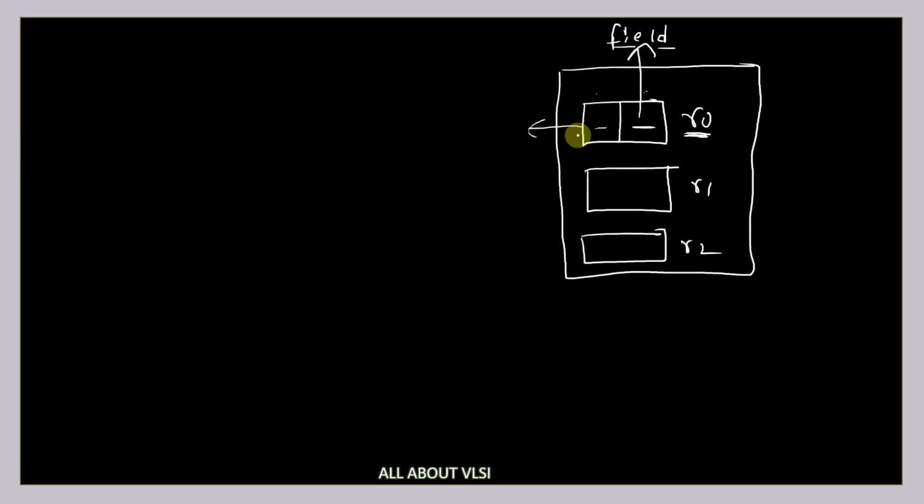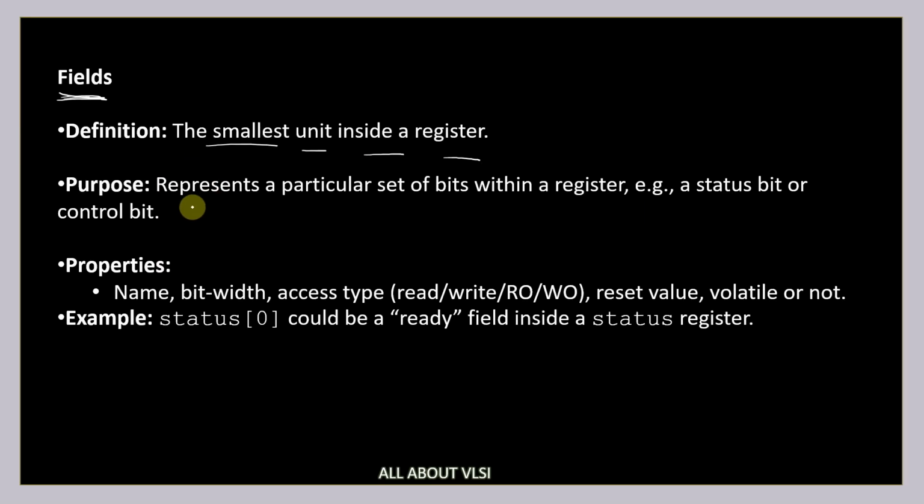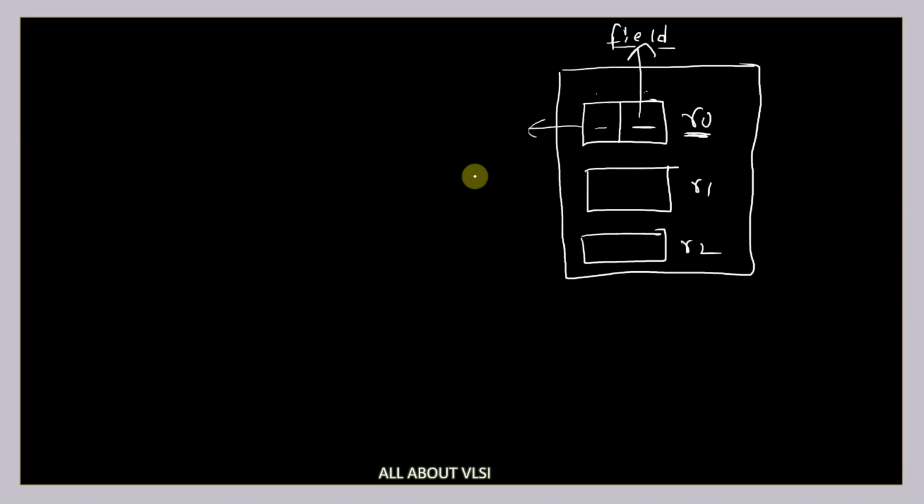Just now we have seen this. And what is the purpose of this field? The purpose of this field is to represent a particular set of bits within a register, for example a status bit or a control bit. These bits may be a status bit, a control bit, or anything else. Depending upon the specification, our field will decide the status, control, or any other purpose.